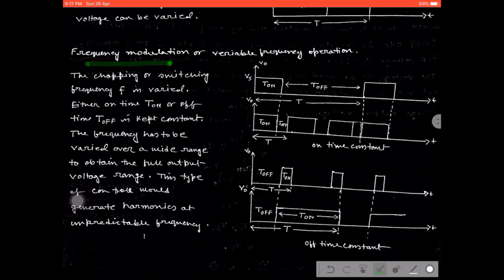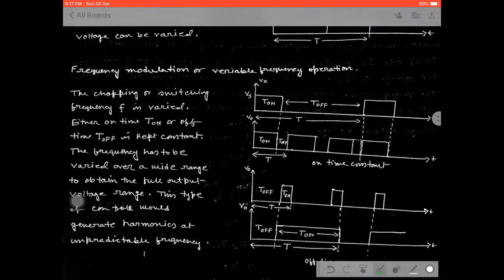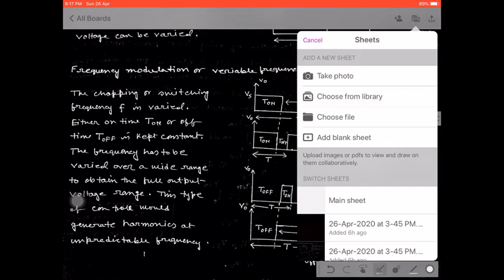Okay, so this is all about the step down choppers, and with respect to variable duty cycle, how the output voltage can change during variable frequency operation or frequency modulation, as well as for constant frequency operation or pulse width modulation. So this is all about the step down chopper.